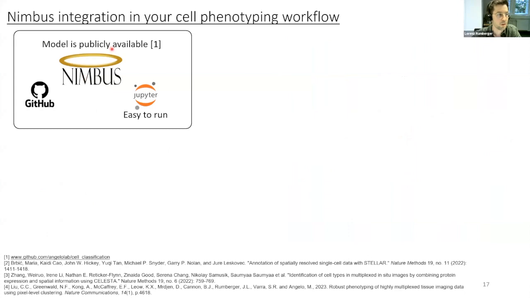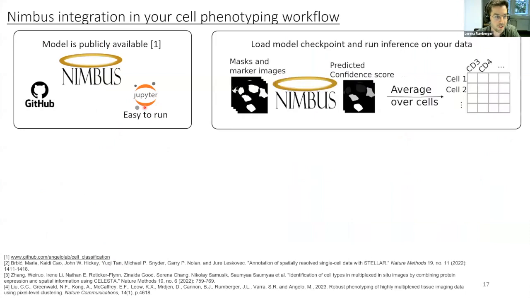The model is publicly available on GitHub, and here's the link. So if you want to try it, you can just download the model weights. It's easy to run. I compiled a Jupyter notebook where you don't need to be a computer scientist to apply this on your data. You can directly load the model checkpoint and run inference on your data. That means you don't need to annotate your own data. You don't need to retrain the model.